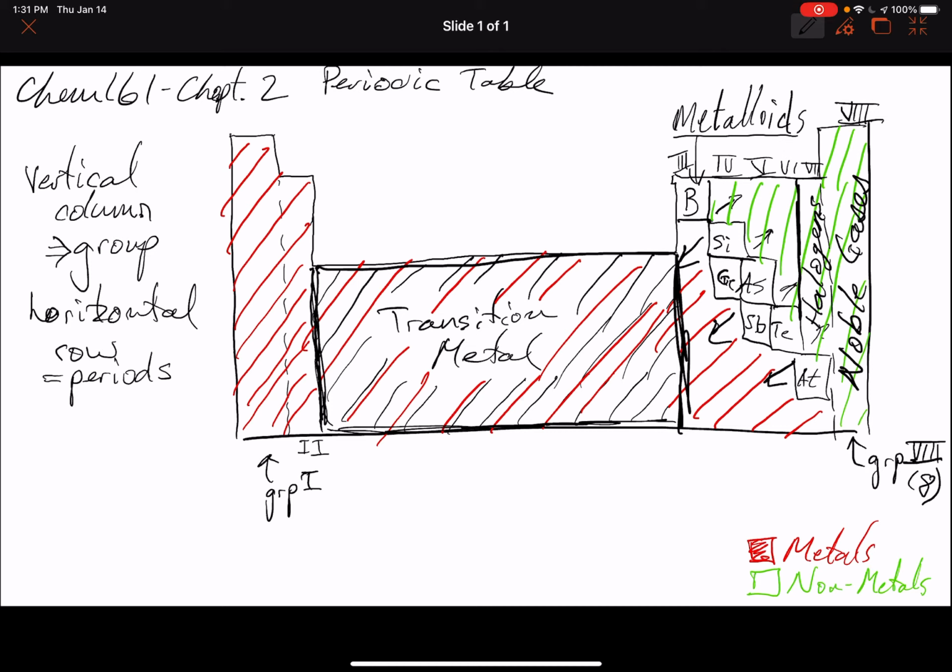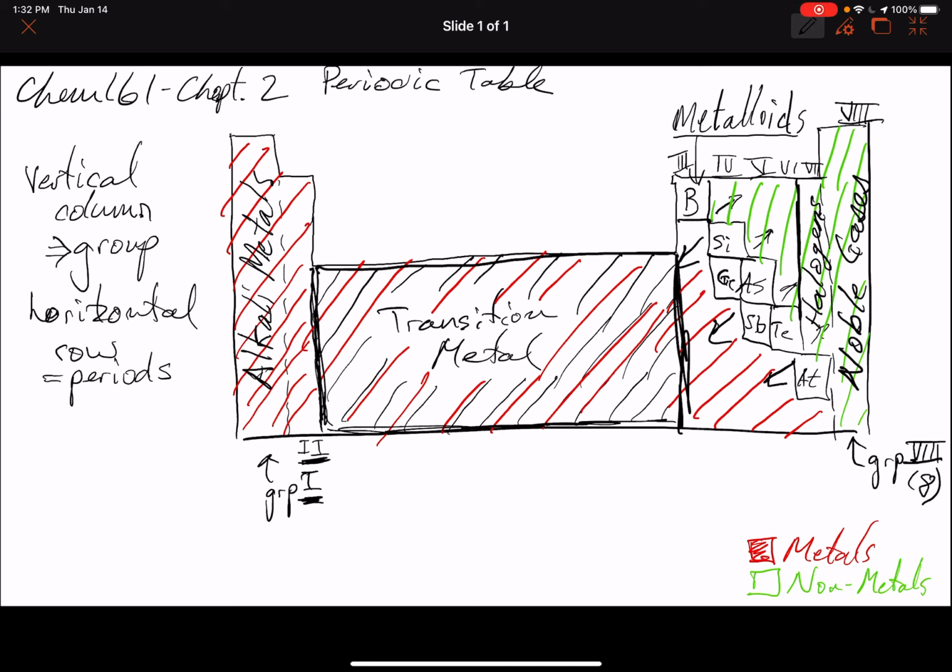And jumping way back to group Roman numeral 1 and group Roman numeral 2, we have some additional names for those groups. So the first column, group 1, these are the alkali metals. Things like sodium, lithium, potassium, these are the alkali metals.